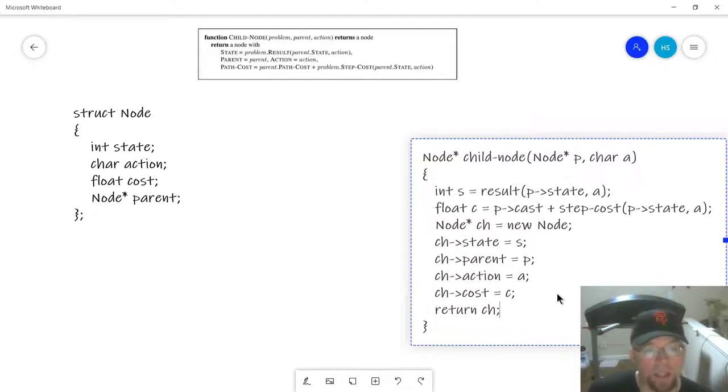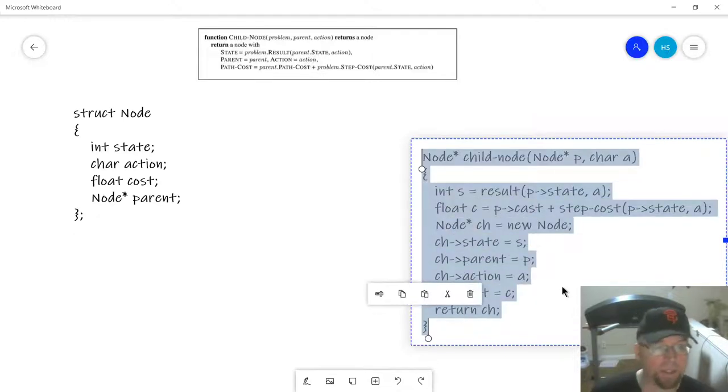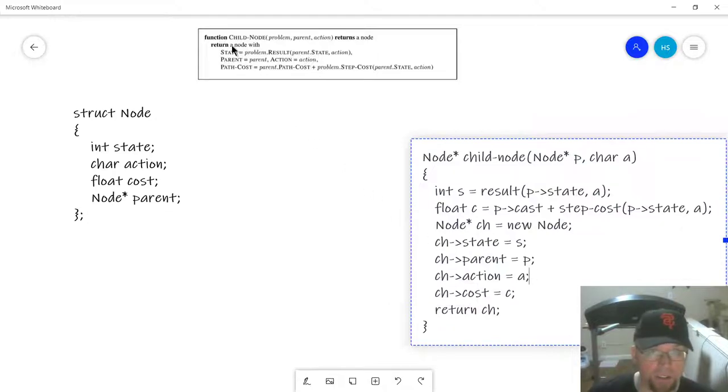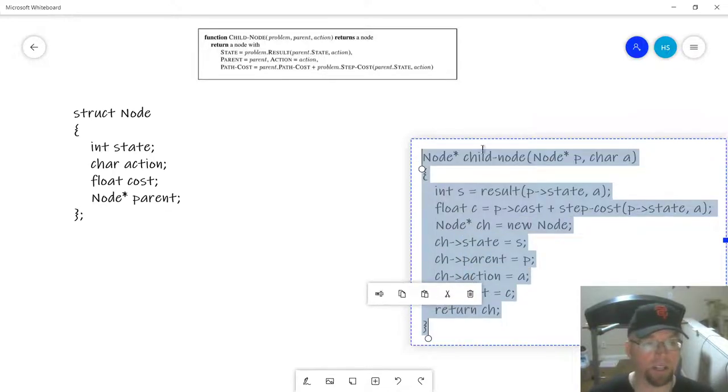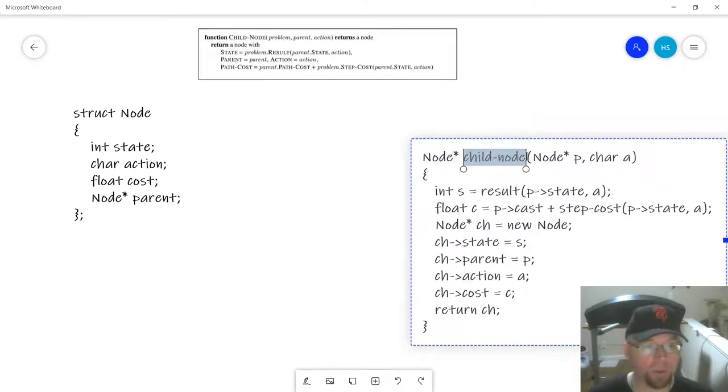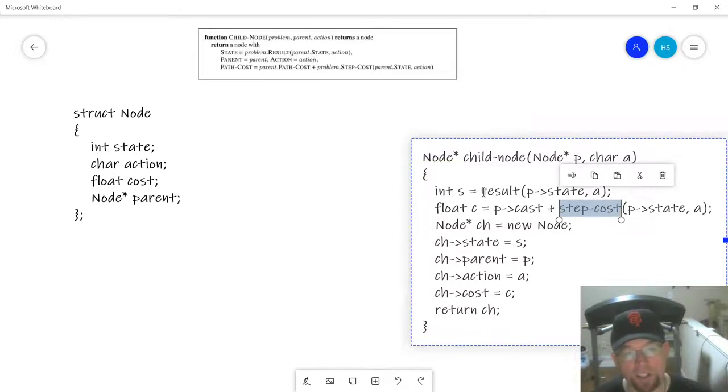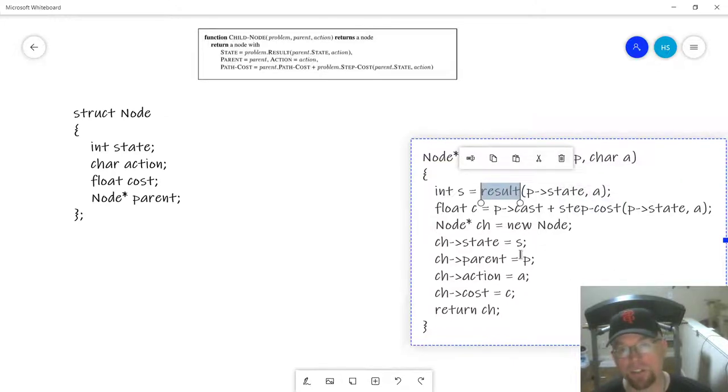Okay, so that's an example, right? I'm not saying this is the exact example, or the exact translation of this, because it depends on what the language is and how you set up everything else. But I'm doing this to give you an idea. You need some function that is responsible, and that's the big idea. You need some function that's responsible for generating that child node, one for figuring out that step cost, and one that defines your transition model.